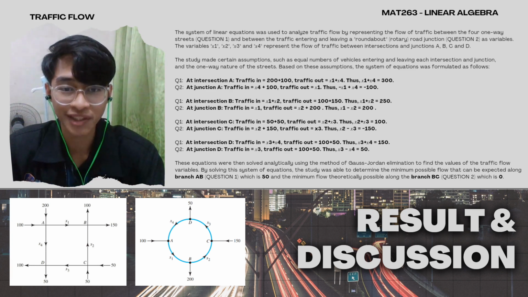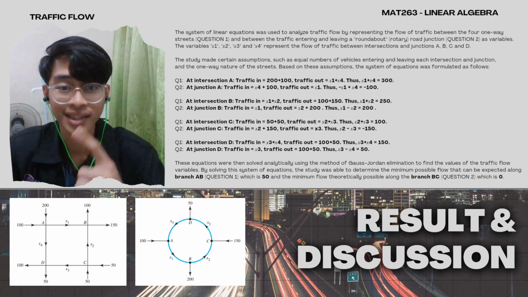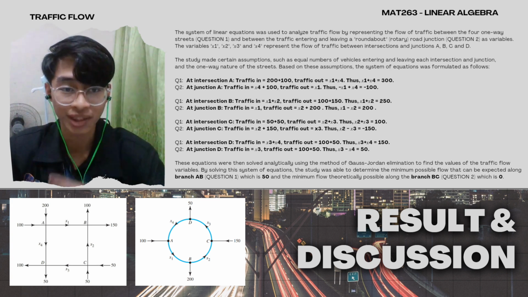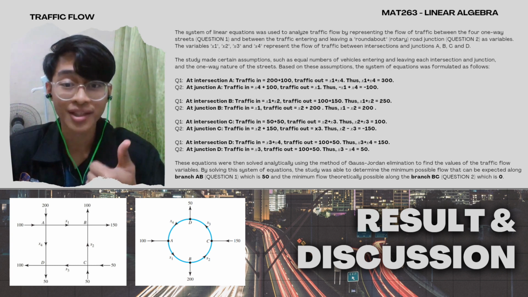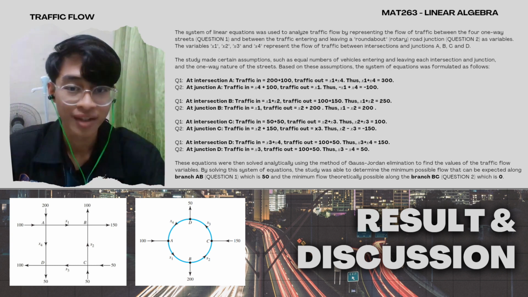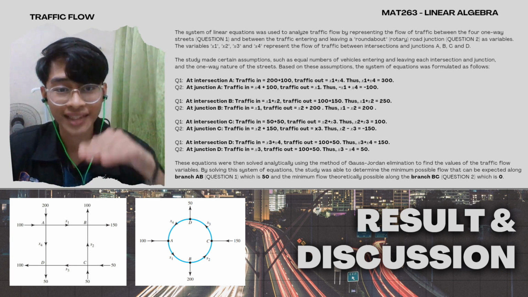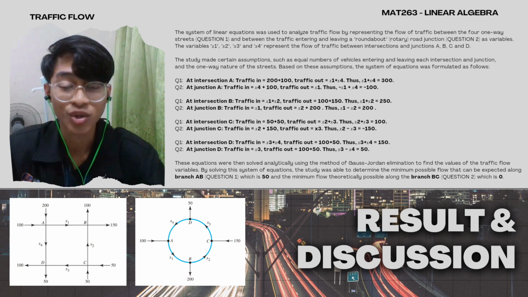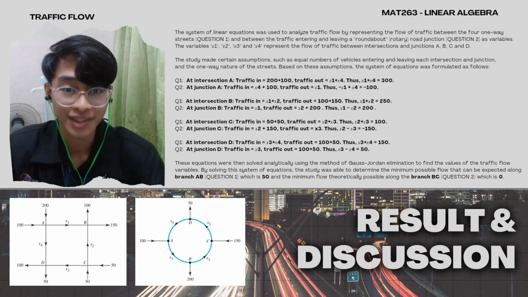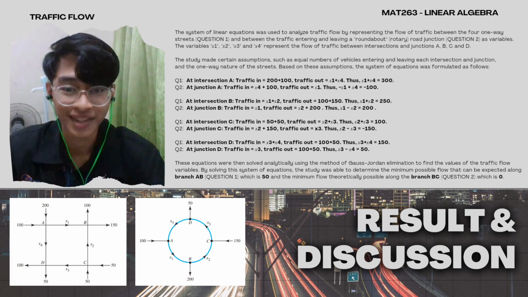We use a system of linear equations to analyze traffic flow by representing the flow of traffic between the 4 one-way streets in question number 1 and the roundabout road junction in question number 2 as variables. The variables that we use are x1, x2, x3, and x4. The study made certain assumptions, such as an equal number of vehicles entering and leaving each intersection, and that the streets are one way. Based on these assumptions, the system of equations was formulated as shown.